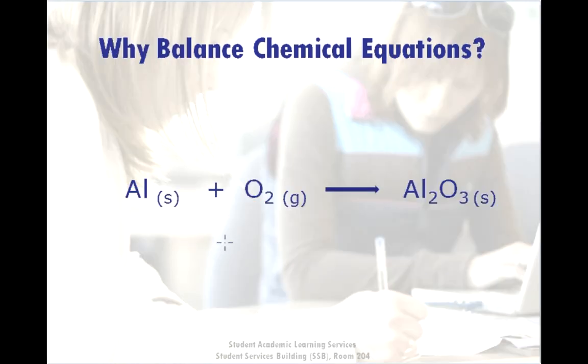Before we go through the method, let's briefly look at the purpose for balancing chemical equations. Remember that when substances get converted from one form to another, the rules of chemical bonding will take effect and will always be followed. So if we look at the example on the screen here, we have aluminum metal reacting with oxygen gas, and let's recall how we actually got to this product.